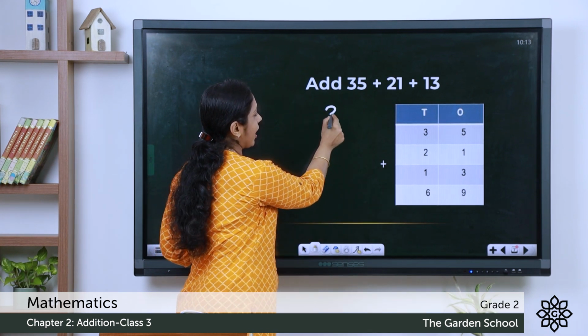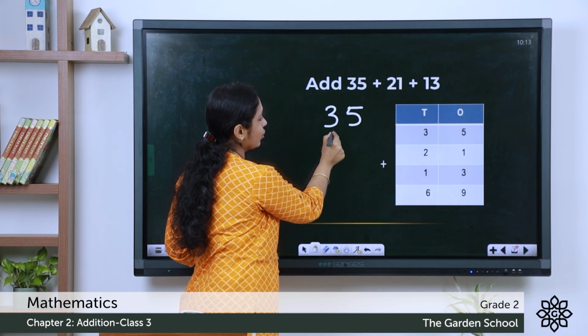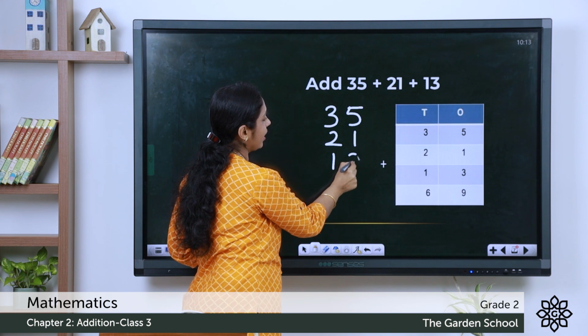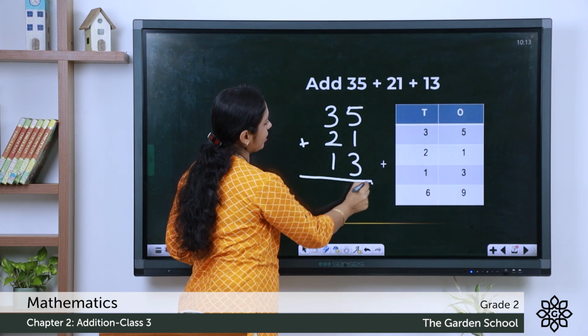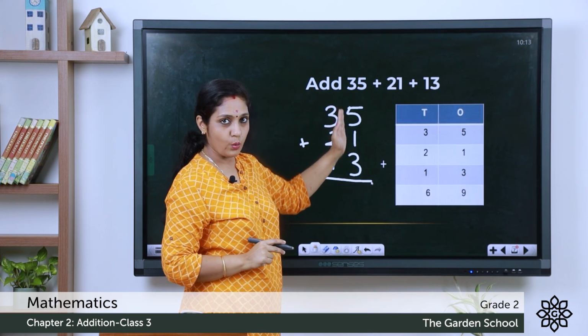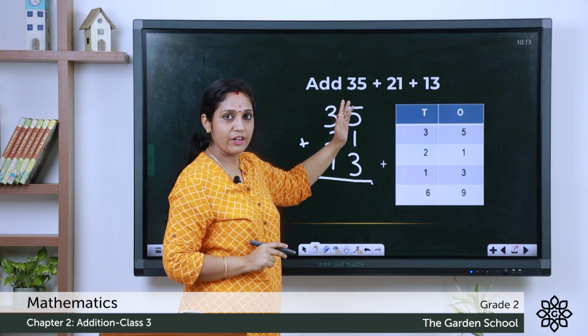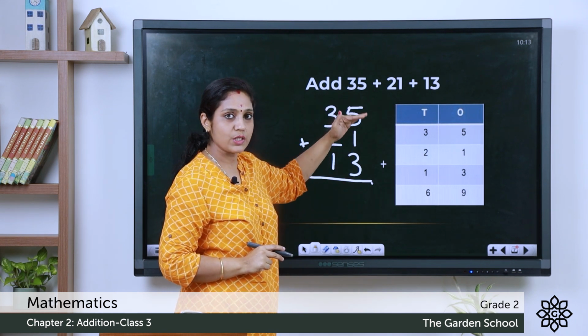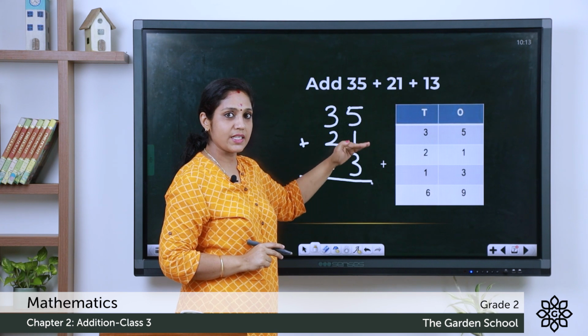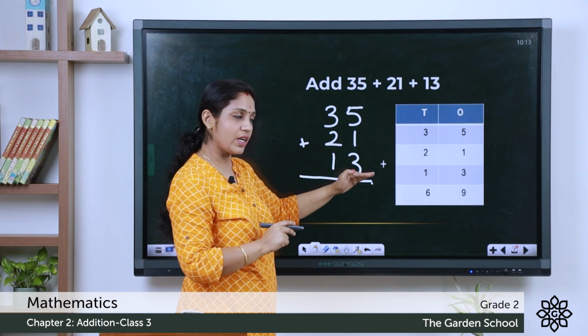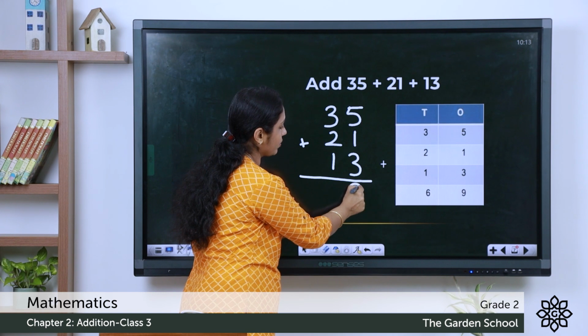So, first let's write 35, 21 and 13. So, first let's add the digits which are in the ones position. They are 5, 1 and 3. So, 5 plus 1, 6, 6 plus 3 is 9. So, let's write it down under the ones position.